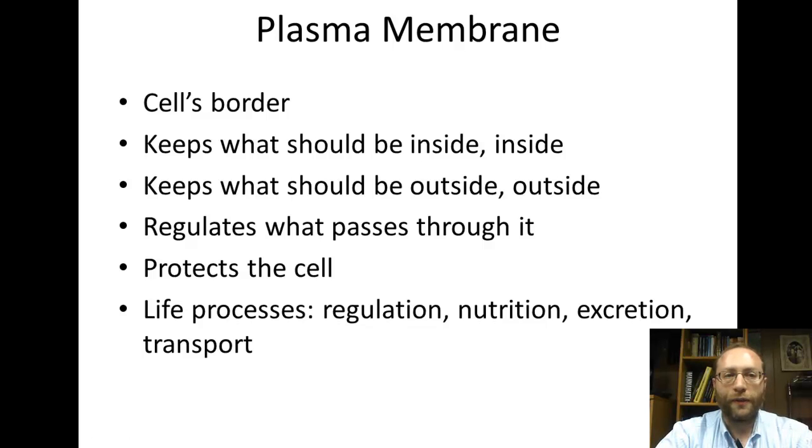Some things we've already covered. First of all, it is the border of the cell. If you're on one side of the plasma membrane, you are inside the cell. If you're on the other side of the cell membrane, then you're outside of the cell. And among its jobs are that it keeps what should be inside the cell inside, and what should be outside the cell is kept outside. And also it regulates what passes through it. Now this has to do with maintaining homeostasis, both in the cell and throughout the whole organism.